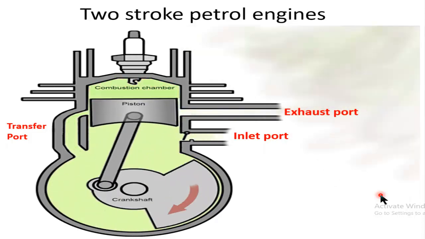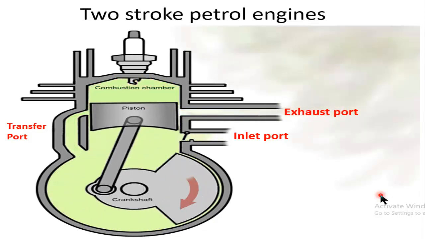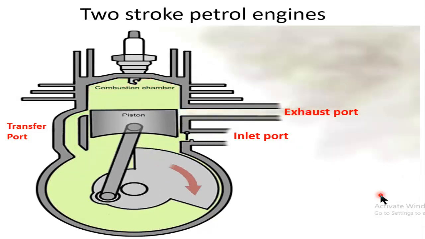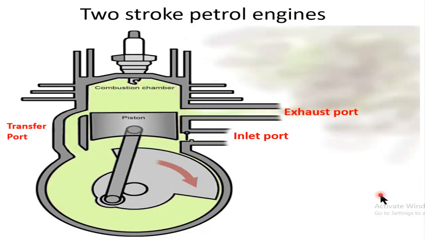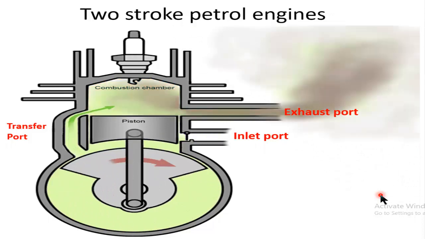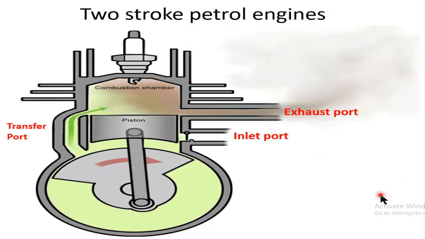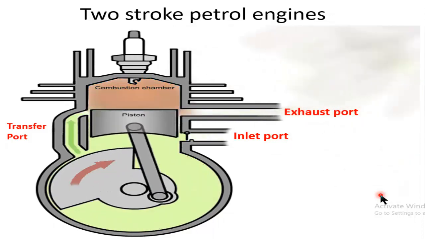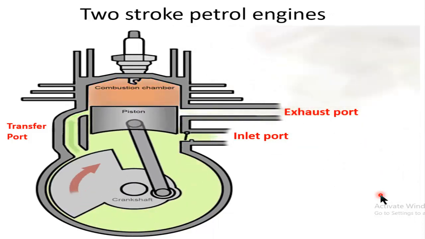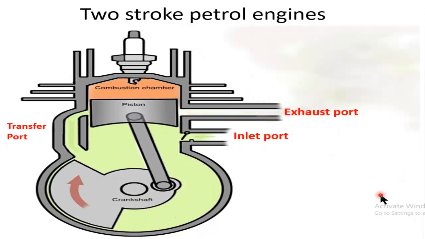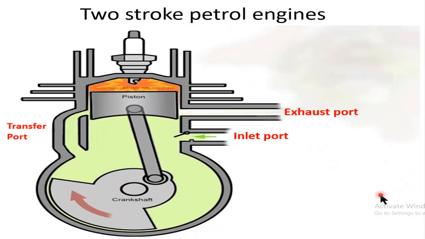But in a two-stroke petrol engine, all the working will take place in only two strokes. All those phenomena will take place in only two strokes. That means the piston will make only two movements, from TDC to BDC as well as BDC to TDC. Within these two movements of the piston, all four operations will take place. That means at a time two processes will take place simultaneously, and then this working cycle will get finished.